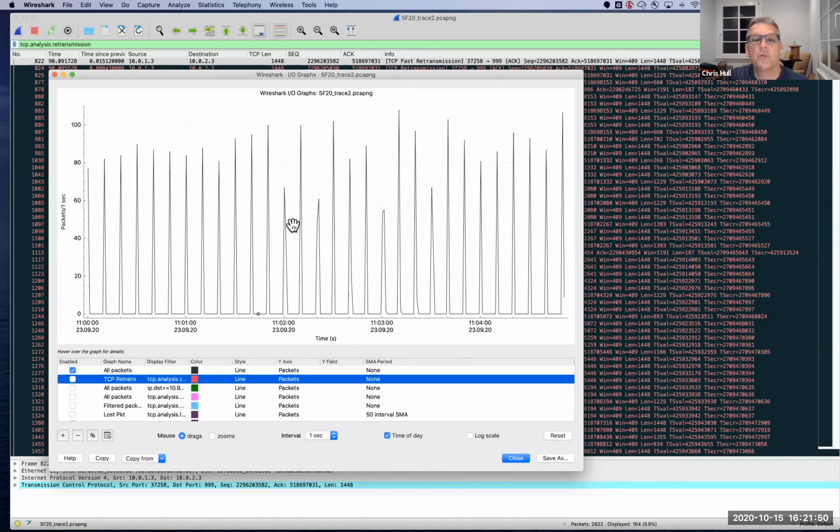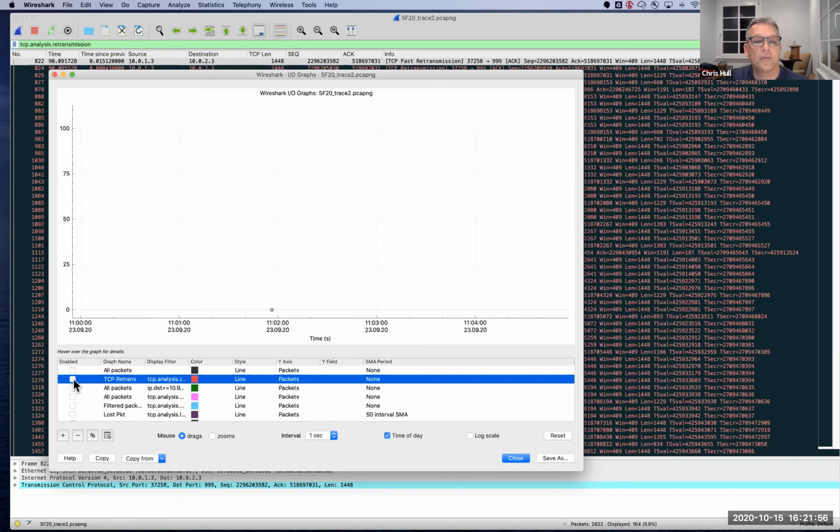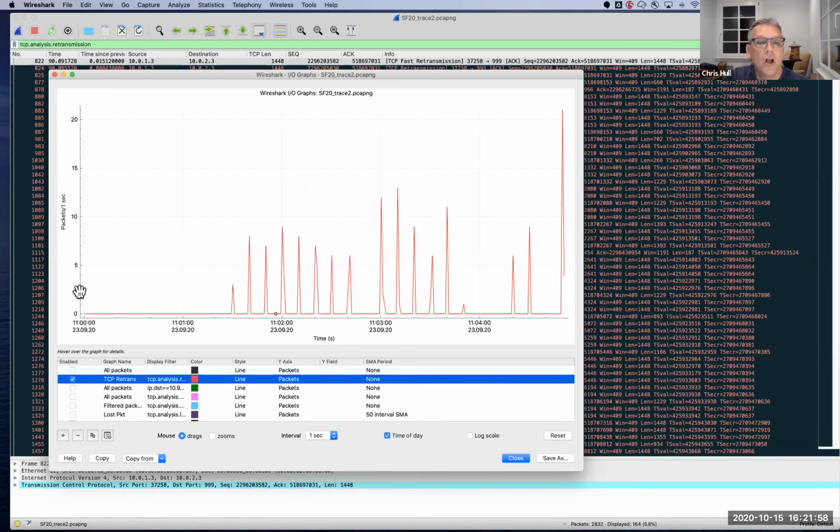So we have these bursts of data, and when we look at the retransmission, I'm going to turn off the throughput and look at the retransmissions. We actually had no retransmissions, and it was a very clean environment. We had no retransmissions, and then all of a sudden we started seeing retransmissions. Actually, it got worse over time.